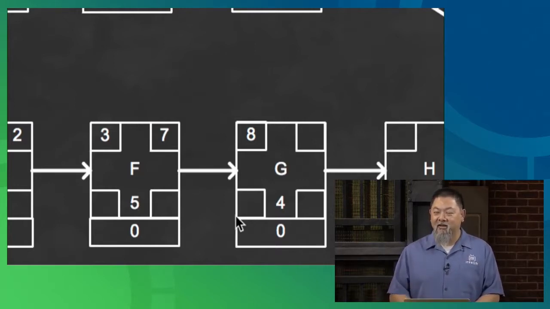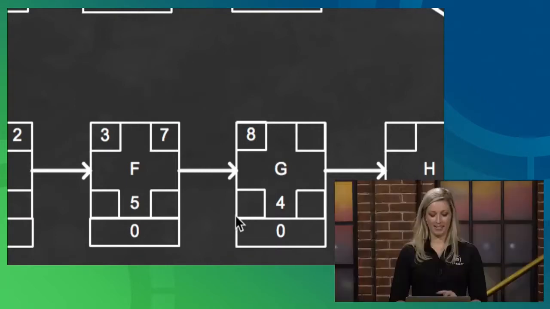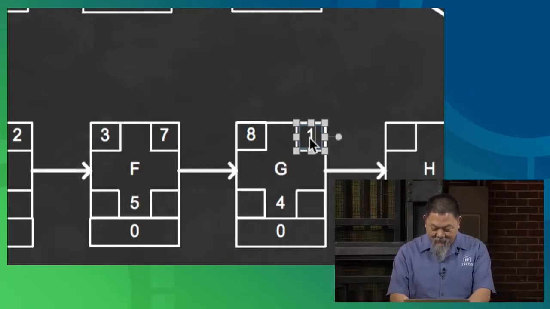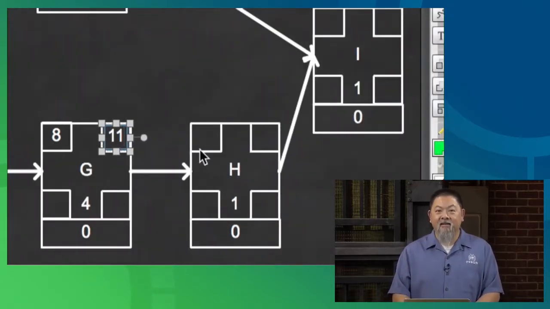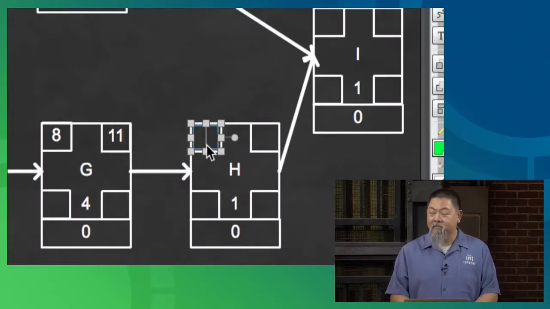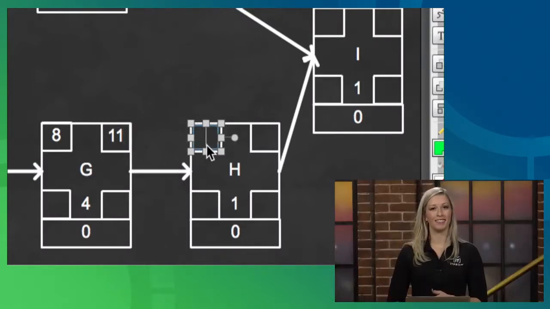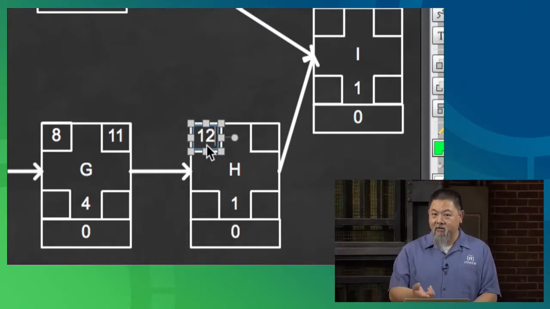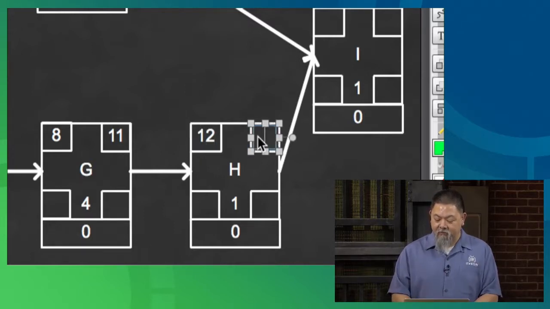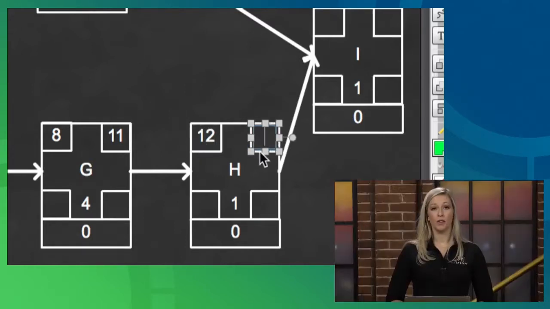So 8, 9, 10, 11. At the end of day 11, we've already surpassed the previous track. So H has to begin on day 12, and it's a 1 day task, so it can also finish on the 12th, okay?